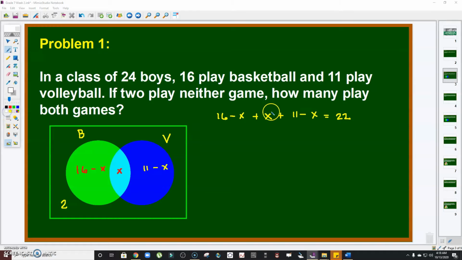Now the X will cancel. Negative X plus X, alright? That will cancel. So what will be left is 16 plus 11, that's 27, minus X equals 22. So clearly, X will become 5. 27 minus 22, that's 5. There you go.